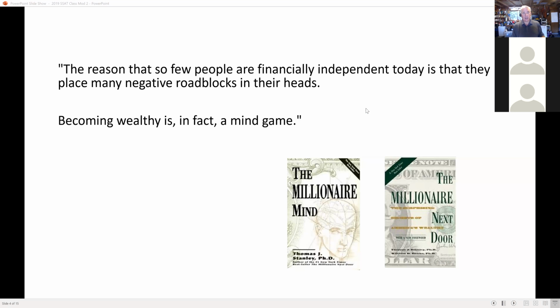Okay, so the reason that so few people are financially independent today is that they place many roadblocks in their heads. Becoming wealthy is in fact a mind game. Well, so is becoming the wealthy travel agent. And this is from Dr. Thomas Stanley, who wrote The Millionaire Next Door. He died a few years ago. His daughter has updated the book.